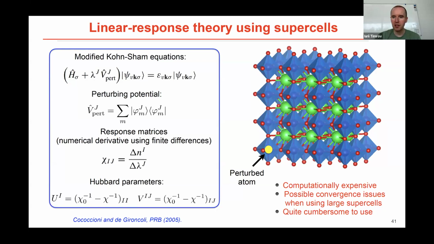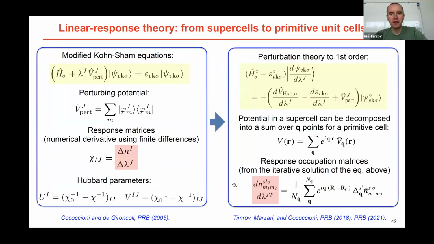So this approach is computationally expensive because you need to use supercells. And sometimes you can have convergence issues when dealing with large supercells for very complicated magnetic materials, which might be troublesome. And it could be a bit cumbersome to use in practice because you need some post-processing codes for that. And this can be reformulated in a better way.